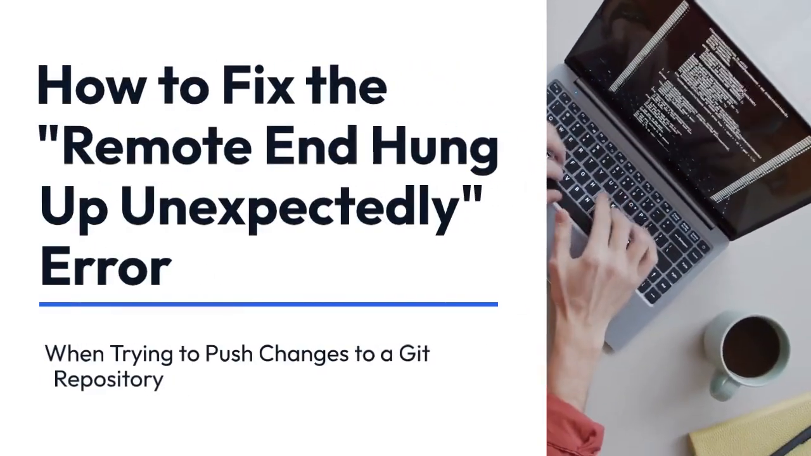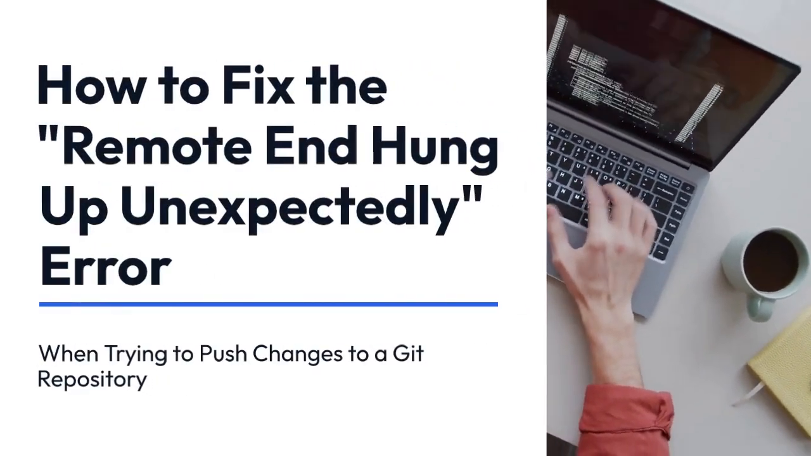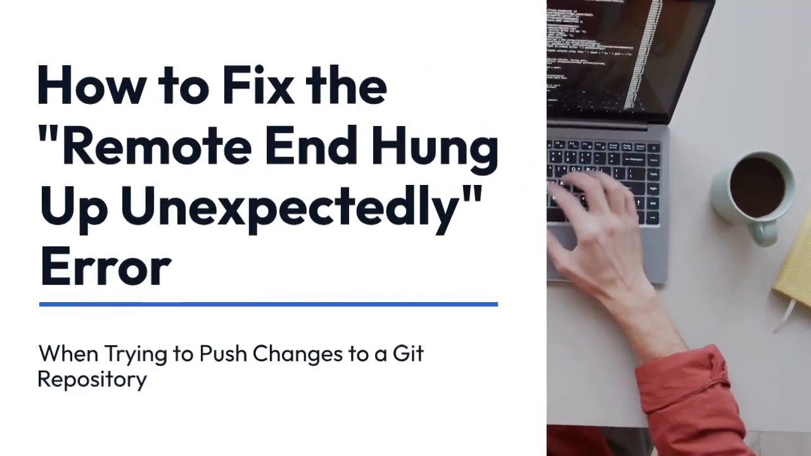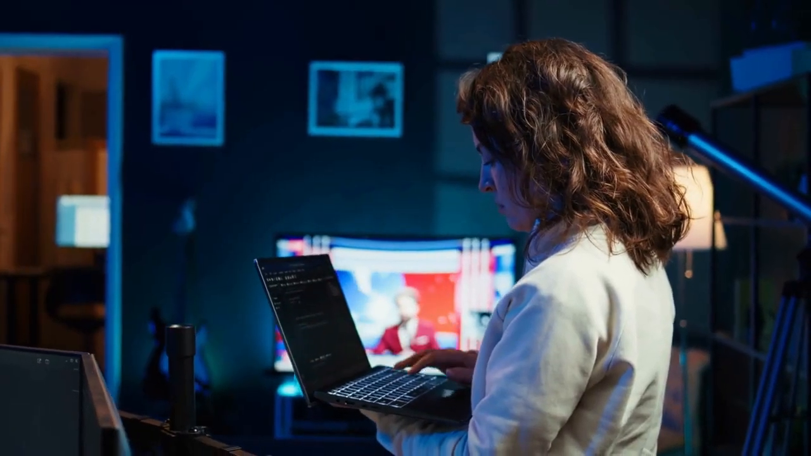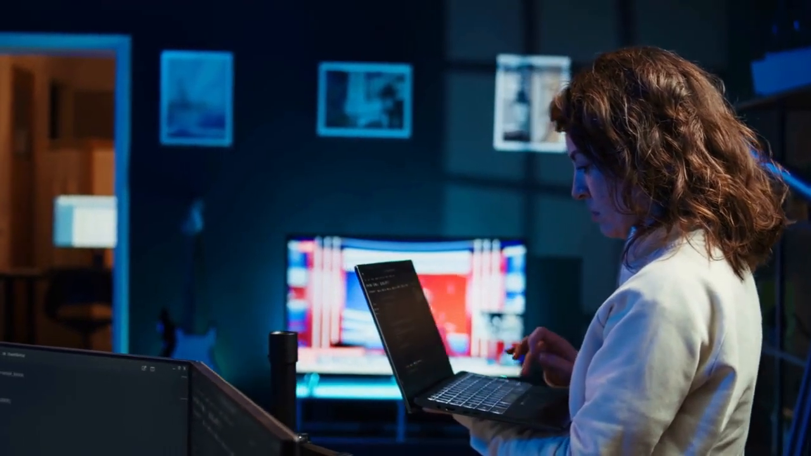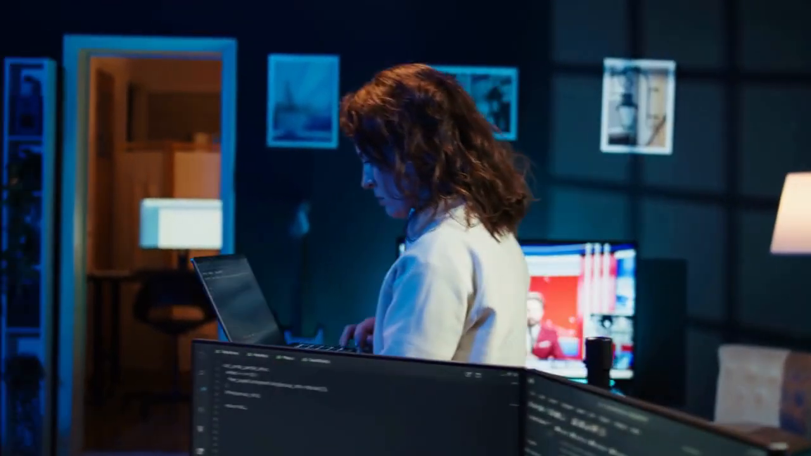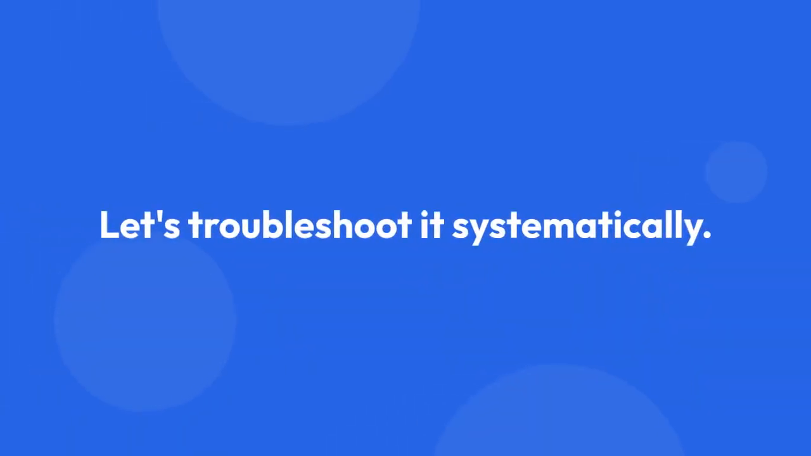We're going to explain how to fix the "remote end hung up unexpectedly" error when you're trying to push your changes to a Git repository. This frustrating error usually means something went wrong during the communication between your local Git and the remote server. It's not always easy to pinpoint the exact cause, but we can troubleshoot it systematically. Here's a breakdown of steps you can take.